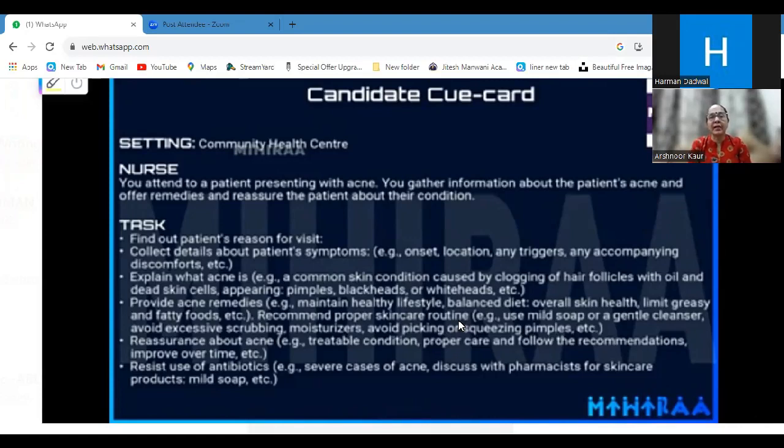Be empathetic with the patient: I can understand how difficult it is for you to cope with this. But be assured that it is a curable condition and you'll get relief by undergoing all the remedial procedures which I'm going to explain to you right now. In this way, you are comforting the patient. Then it is how it is to be done. They have mentioned to maintain a healthy lifestyle, balanced diet, overall skin health, and limit greasy and fatty food.